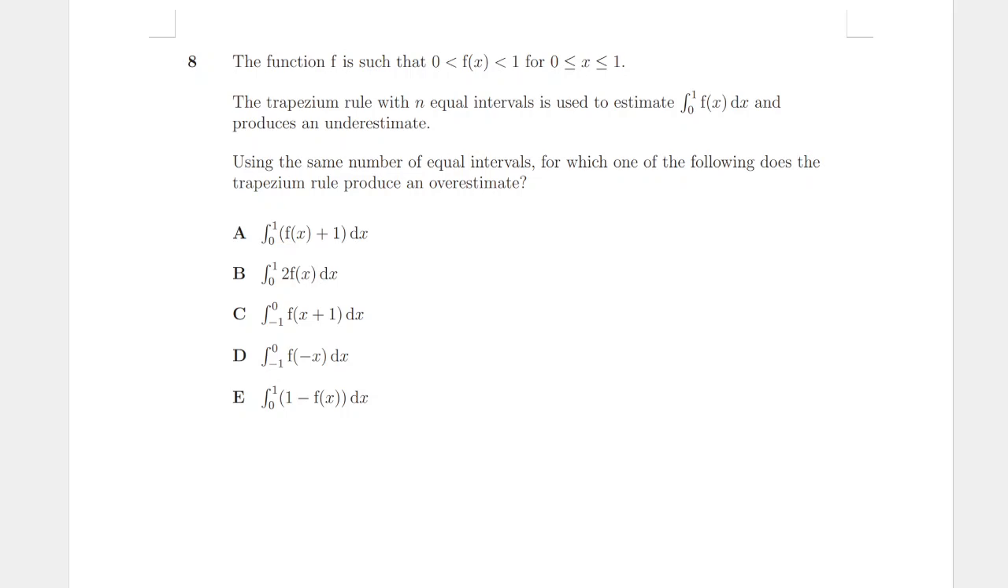and produces an underestimate. Using the same number of equal intervals, for which one of the following does the trapezium rule produce an overestimate? Okay, so remember the condition. What's the condition for underestimate and overestimate? Well, if the thing is convex, so convex looks like this, then it is an overestimate.